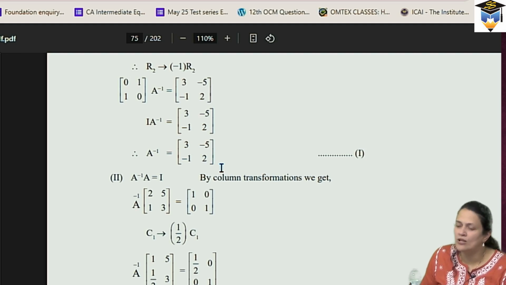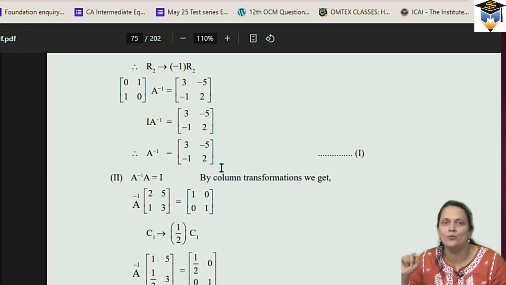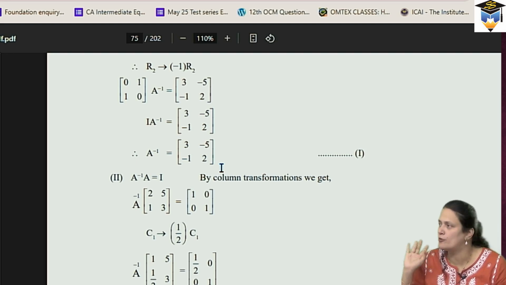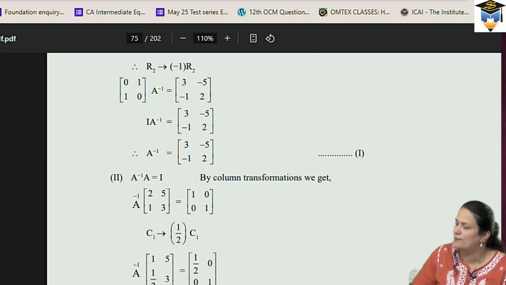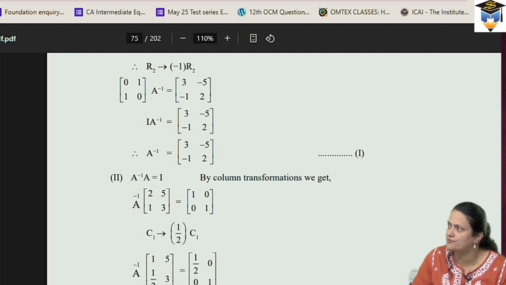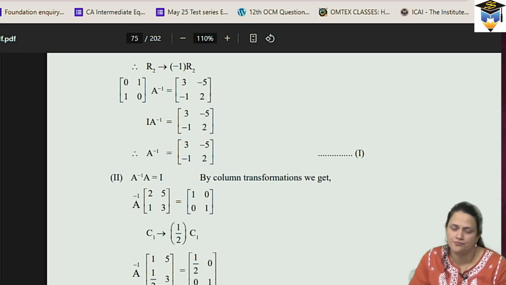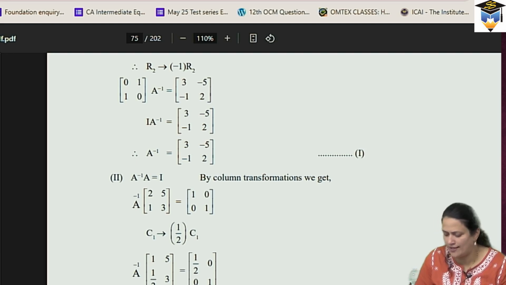Have you understood how we have found out A inverse by using elementary transformations? Nidhi, please do let me know. No, ma'am. What is it that you have not understood? We'll solve one sum like this, then you will understand it better, I guess.